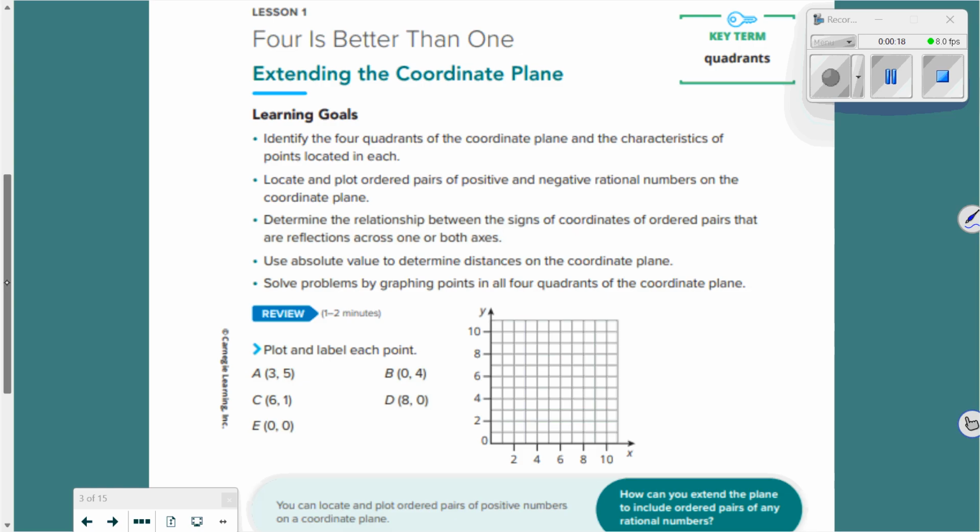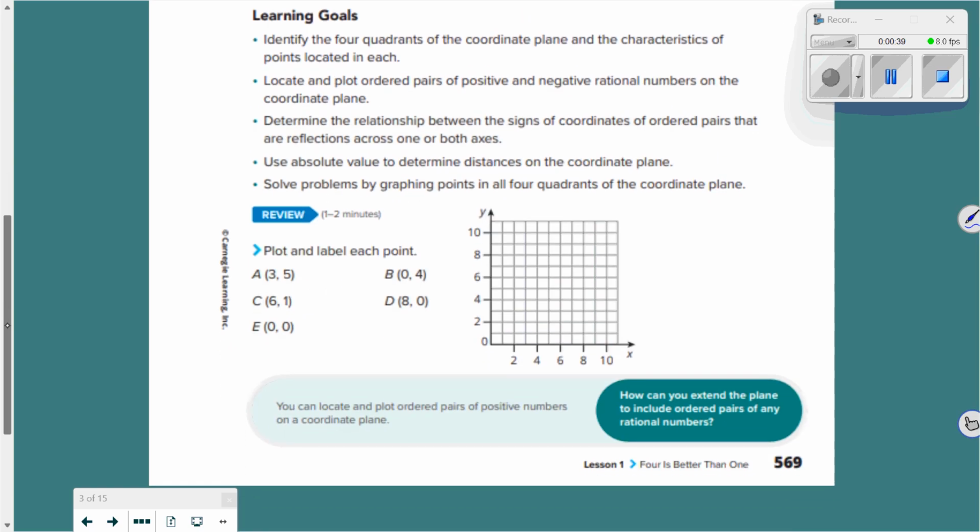You're going to locate and plot ordered pairs of positive and negative rational numbers on the coordinate plane. You're going to look at the relationship between the signs of the coordinates of ordered pairs and the reflections across one or both axes, meaning either the x or the y axis, or you can reflect across both. We're going to talk a little bit about absolute value for determining distances, and you're going to solve problems by graphing points in all 4 quadrants.